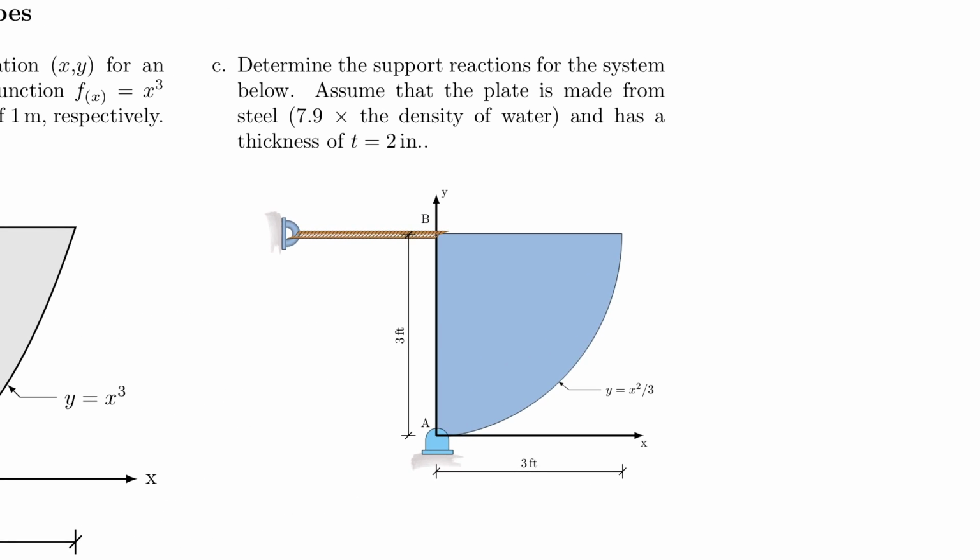So what you see here is a plate that has an edge length of 3 feet on the bottom. And then we have a random edge here, and that random edge is defined by a function, x squared over 3. And right now we don't care about the function, but what I need you to understand is that this entire plate here has a support reaction at A and one at B.